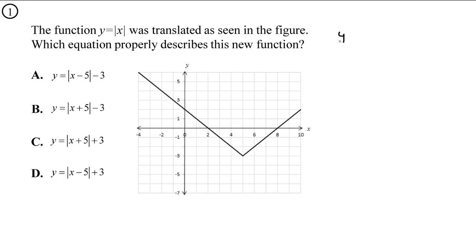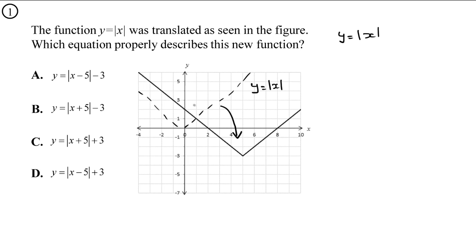So the function y equals the absolute value of x underwent a couple of transformations, and we have this new function that we're looking at here, and we have to figure out what the equation of this function is. So we start off with y equals the absolute value of x, which looks something like this. So this is y equals the absolute value of x. And it went from here and over.